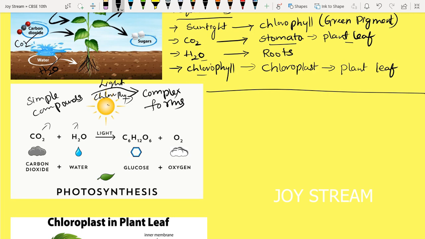The intake of simple organic compounds and converting them to complex compounds in the presence of sunlight and chlorophyll by the plant is called photosynthesis. What is the equation of photosynthesis? Learn this equation. This is very important. 6CO2 plus 12H2O gives rise to C6H12O6, which means glucose.